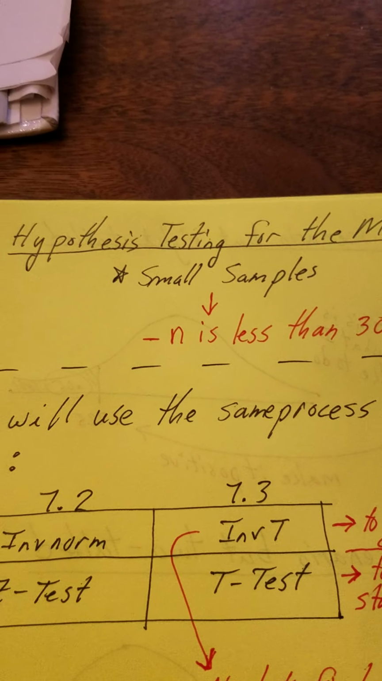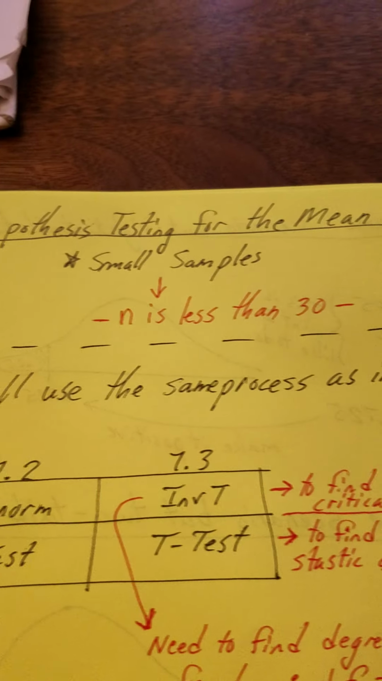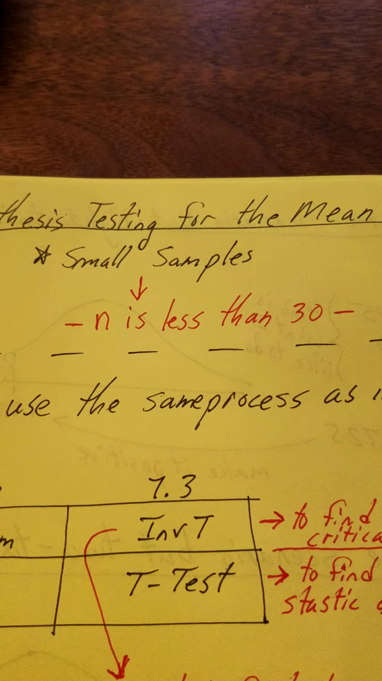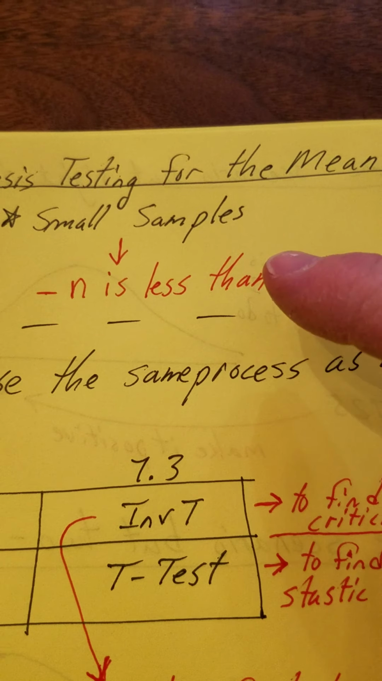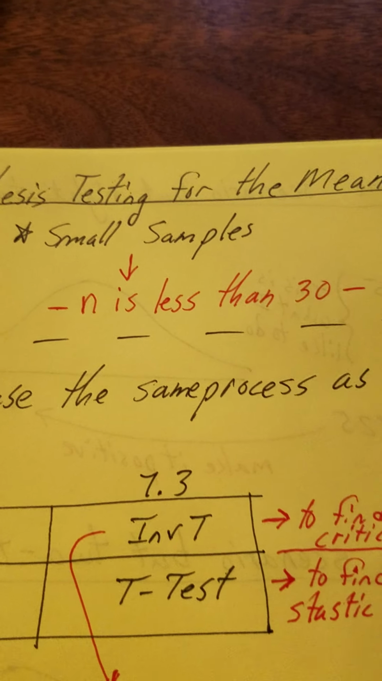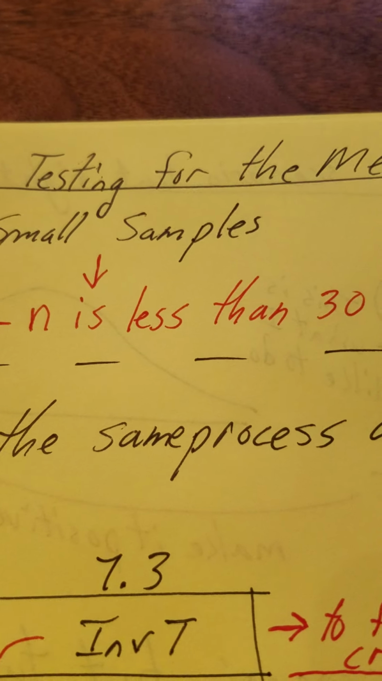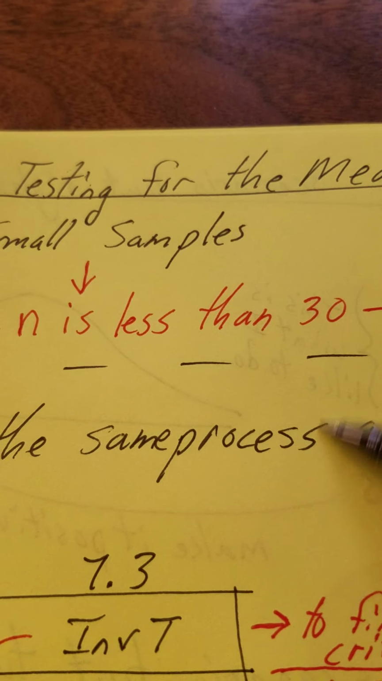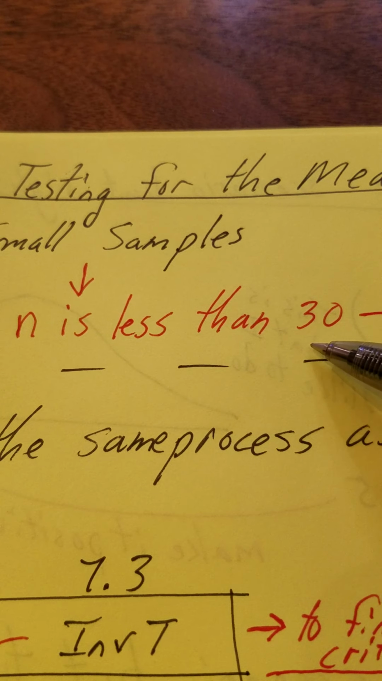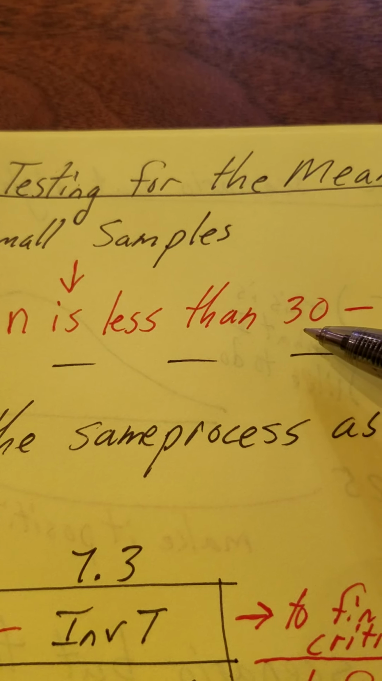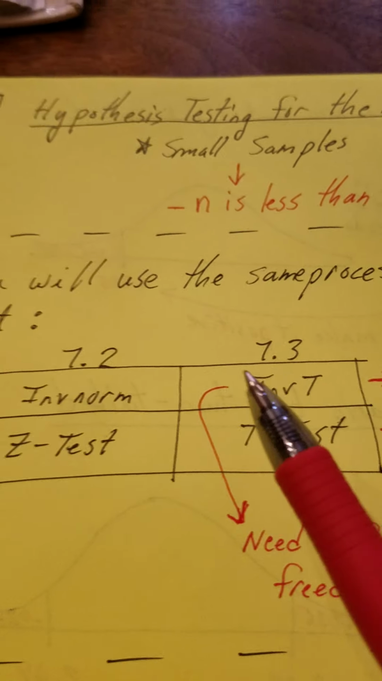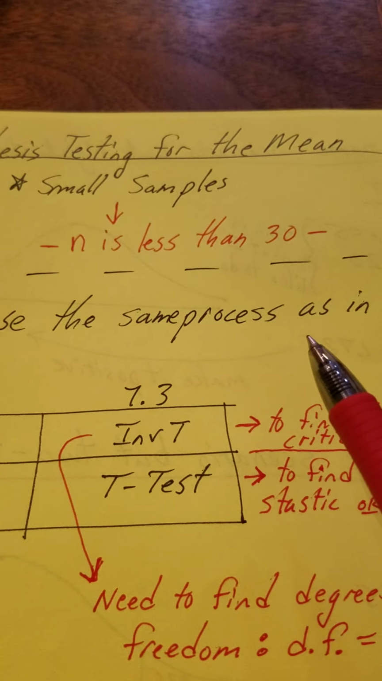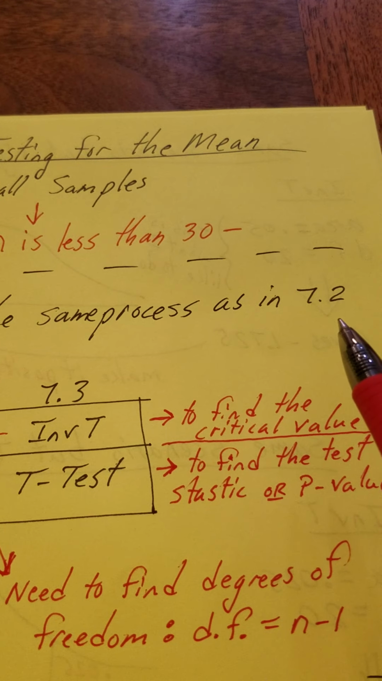Okay, now we're going to still be doing hypothesis testing, still for the mean, but now small samples. And so what that means is less than 30. So n will be less than 30. Okay, so sample size less than 30. Now you'll use the same process as in 7.2.